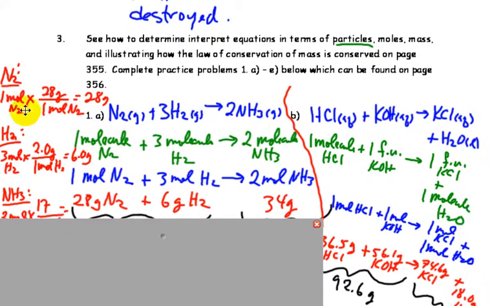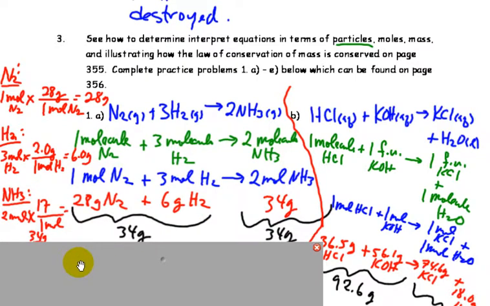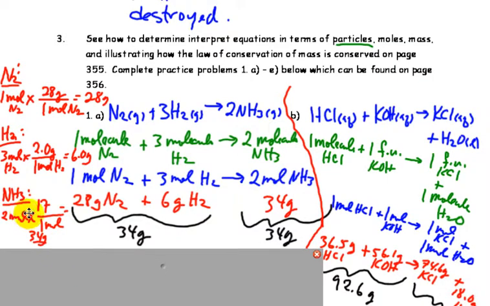Nitrogen gas, each nitrogen atom is 14, so we have 2 of them, so it's 28 grams. 1 plus 1 is 2 grams per mole of hydrogen. Nitrogen's 14, 3 hydrogens is 3, so that's a total of 17 grams per mole for ammonia. So if we take a look here, we have 1 mole of this, 3 moles of this, so that gives us 6. 2 moles of ammonia.